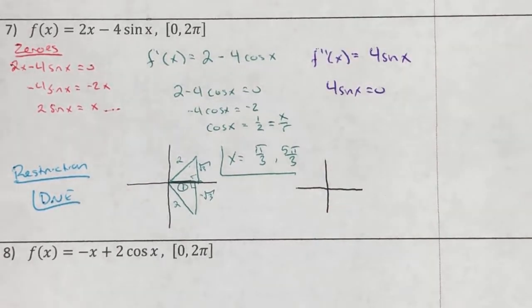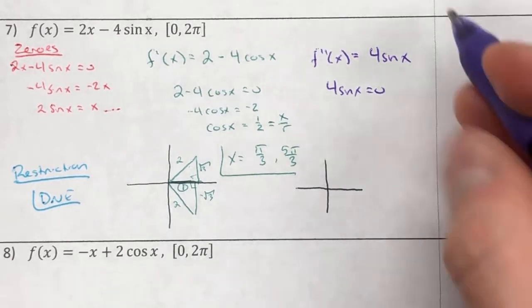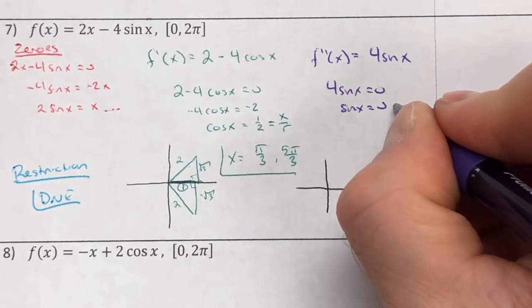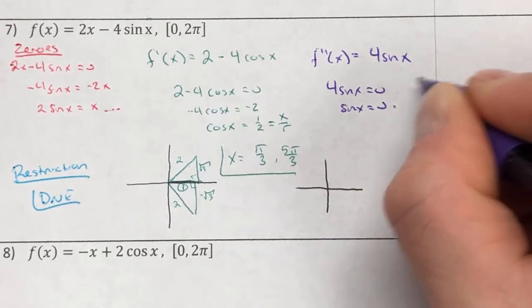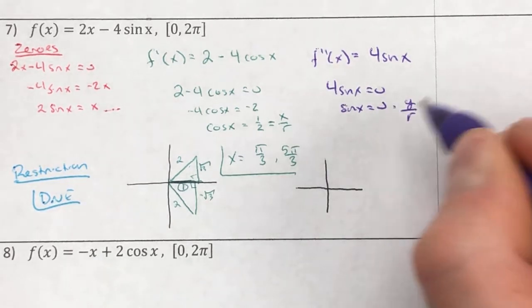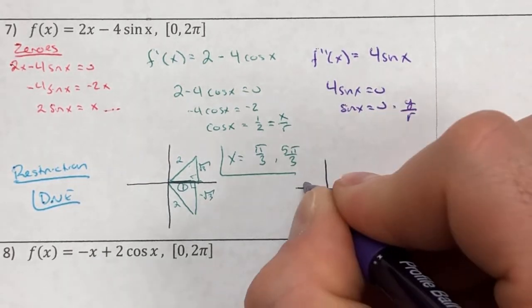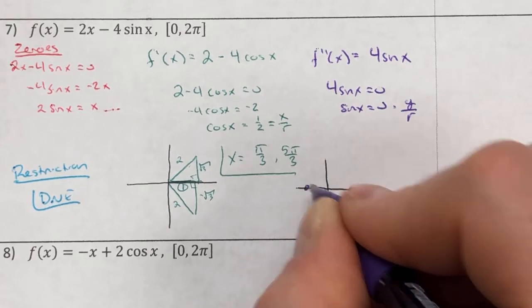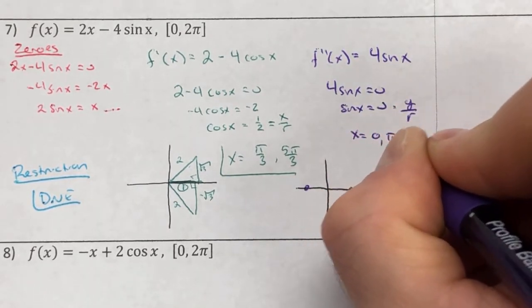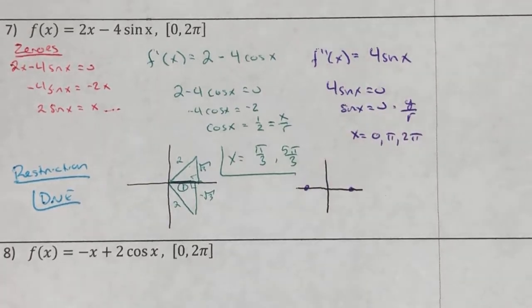But this one isn't quite as complex. When does the sine of x equal 0? Well, we know sine is going to be opposite over hypotenuse, which is going to be the y value over r. So when is the y value equal to 0? Well, that's going to be right there, and again. So that's when x is equal to 0, pi, and 2 pi.